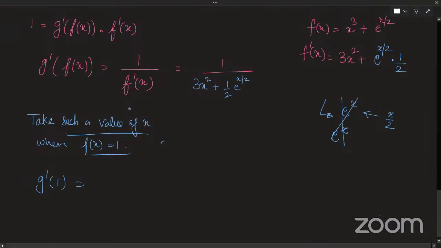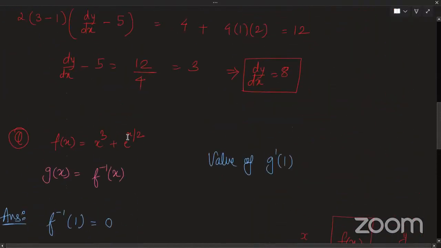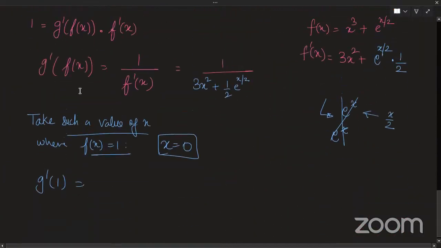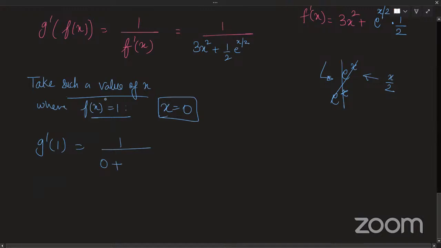So basically I am taking my x to be equal to 0. If I take x equal to 0, I'll get 0 plus e raised to 0, so that is 1. So I'll get my left hand side as g dash of f of 0, that is g dash of 1. So I just substitute x as 0. I'll get 1 by 0 plus half e raised to 0, so it is 1. So I'll get my final answer as 2.